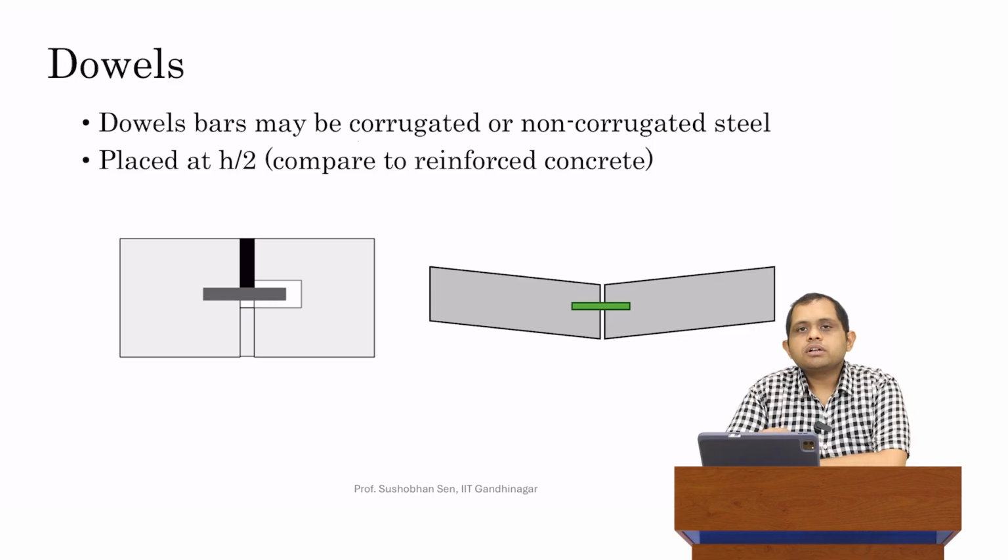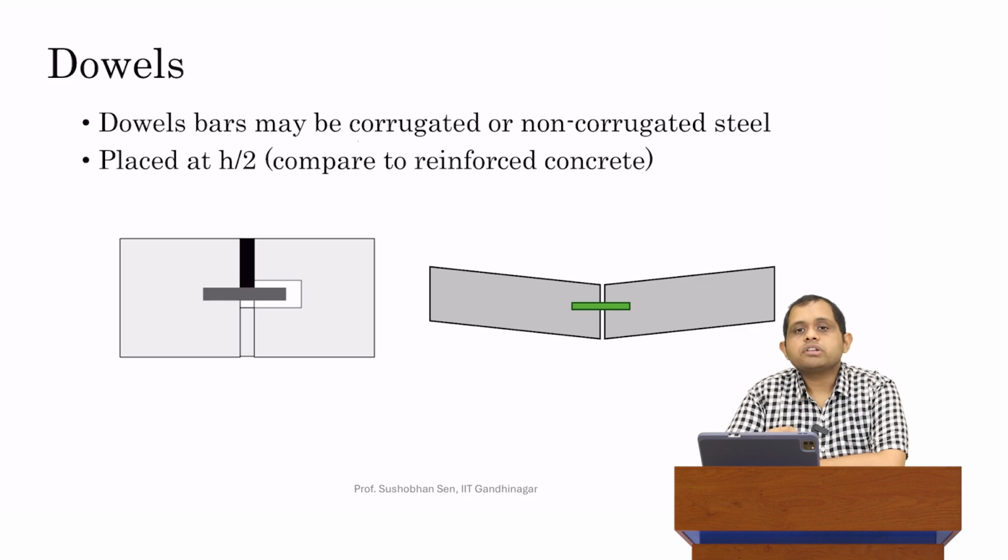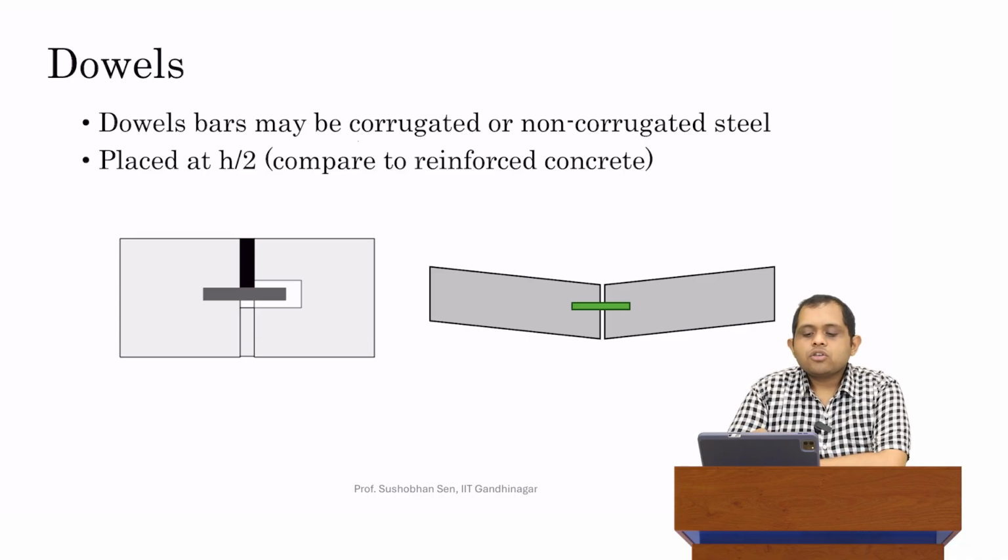Okay, let's talk a little bit more about dowels. These are very important components in JPCP. They're also going to form the basis of the next two lectures that we will also cover. So we should know a little bit about what they are and how they act.